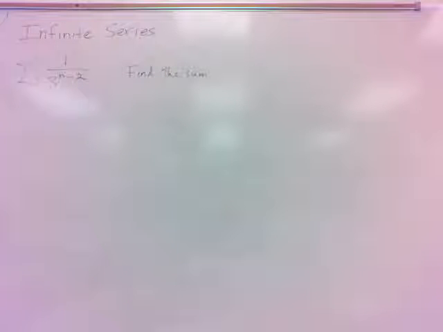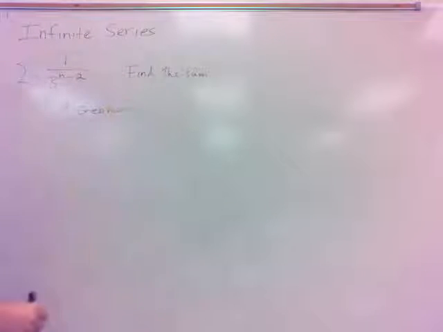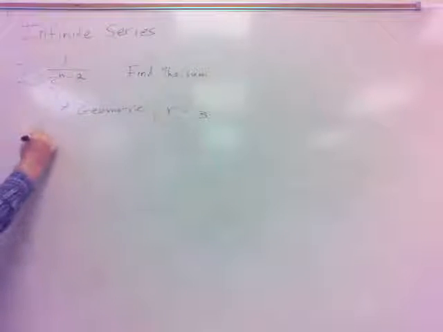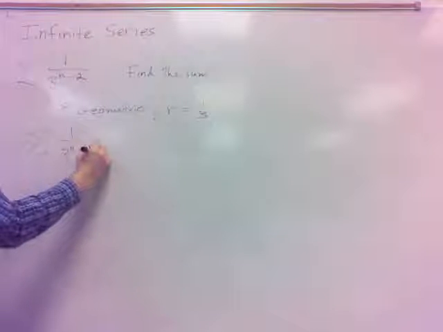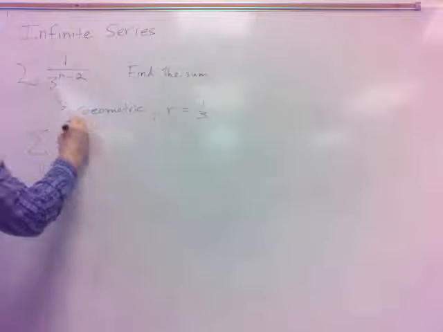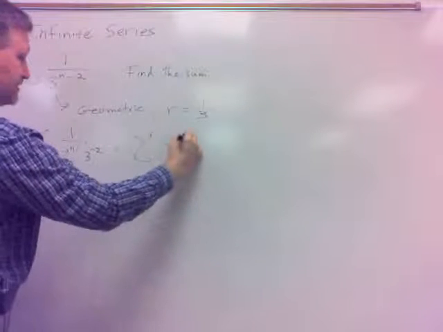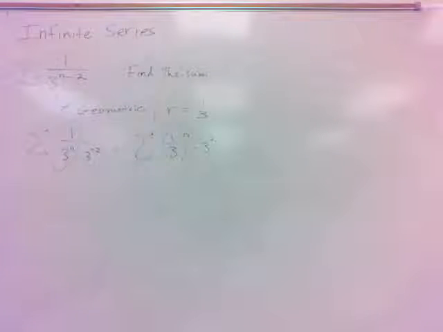Is it geometric? Sure. What's my r? Is r 3? That's not 3, is it? It's 1/3. Again, think here: 3 to the n, 3 to the negative 2. Then you can put these two together. It's 1/3 to the n, and that actually would be 3 squared. So r is 1/3. So this one is summable.